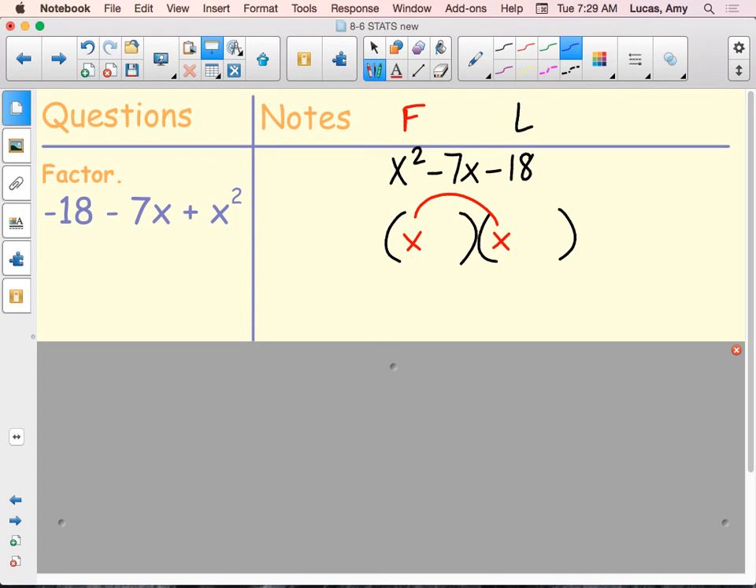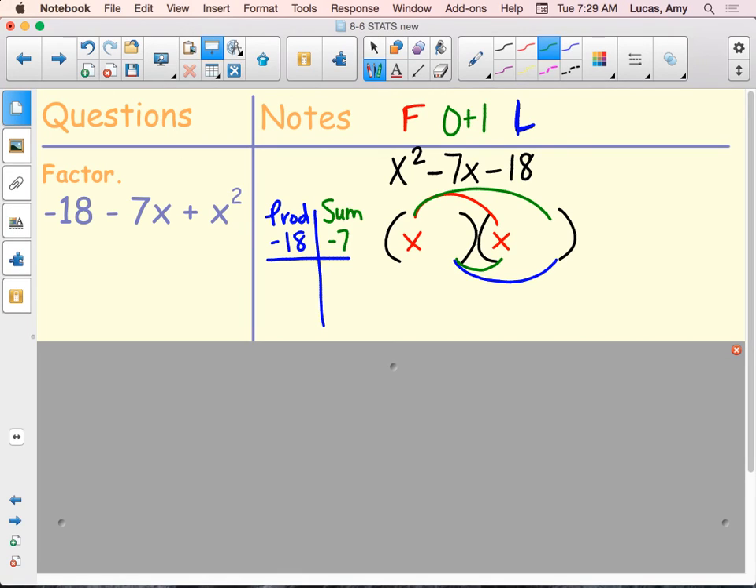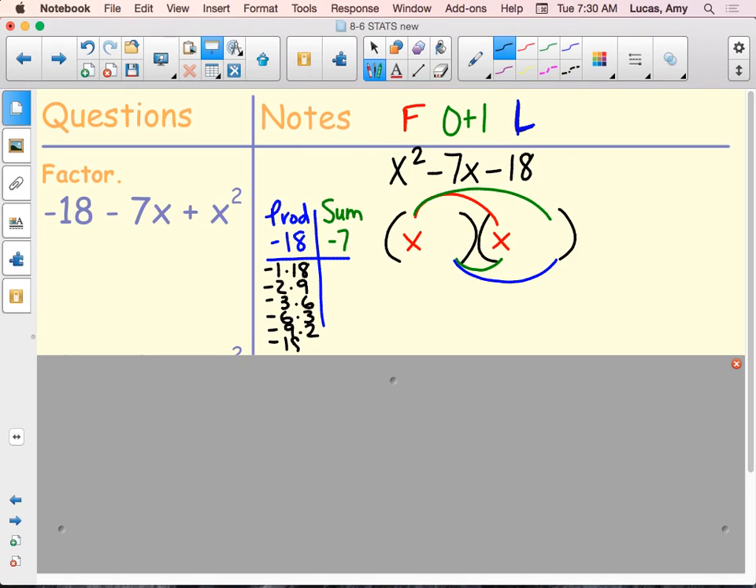Next, my last term is negative 18. So my last product has to be negative 18. And then my sum, outside plus inside, has to be negative 7. So what multiplies to give me negative 18? Negative 1 times 18, negative 2 times 9, negative 3 times 6, negative 6 times 3, negative 9 times 2, and negative 18 times 1.